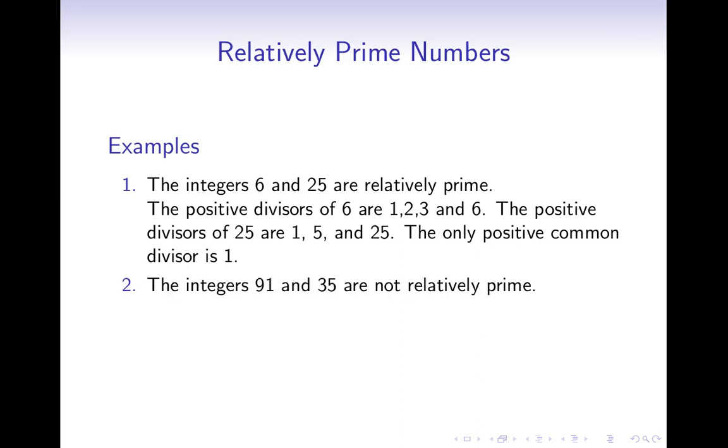91 and 35 are not relatively prime because there is a common divisor, 7, which is greater than 1, a positive common divisor.